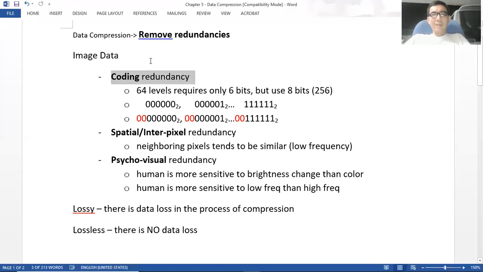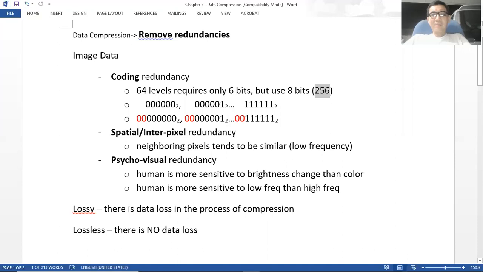What is coding redundancies? Okay, for example, in the image, we have only 64 different gray levels or 64 different colors. So we need only actually 6 bits to code them because we know 2 to the power of 6 is 64. But we know typically images actually use 8 bits, okay, which can code up to 256 levels. So in this case, there are some coding redundancies.